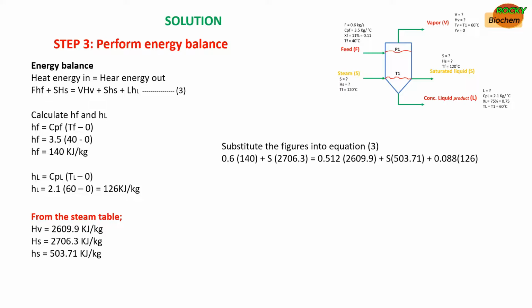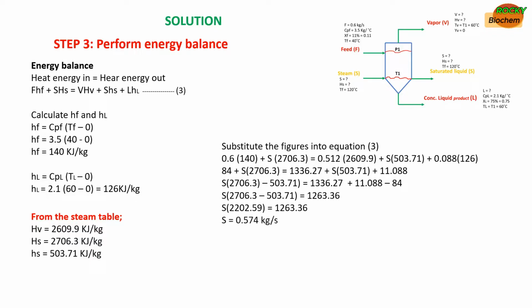That was the value we got after calculating the flow rate of V, and this multiplied by 2609.9 plus S multiplying 503.71 plus 0.088 multiplying 126. So when you compute this and then you solve for S, you're gonna get S to be equal to 0.574 kilojoule per kilogram, and hence the steam requirement as required by the question is giving us 0.574. As simple as that. This is not difficult. You just have to know how to draw the diagram, and then the rest is so simple.